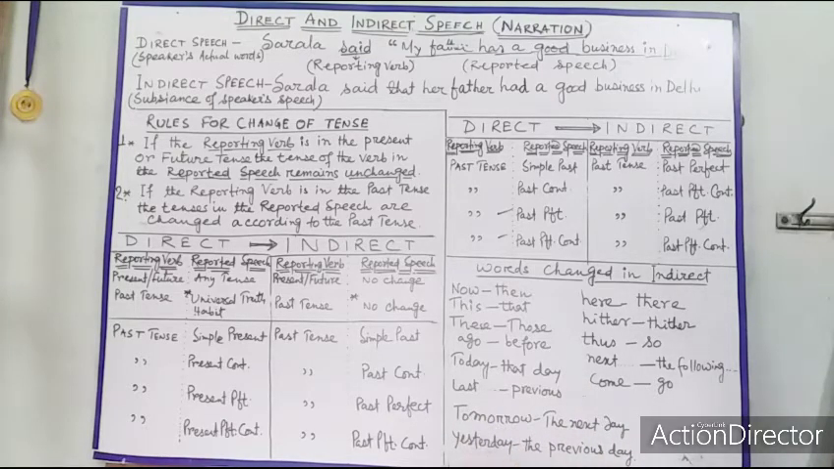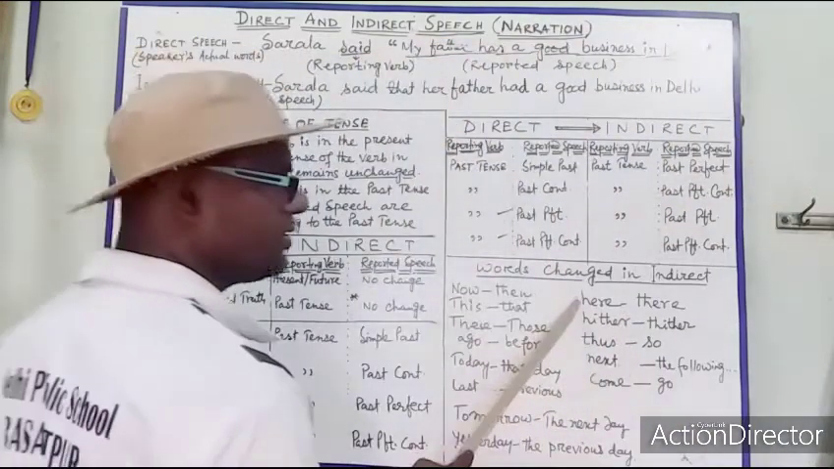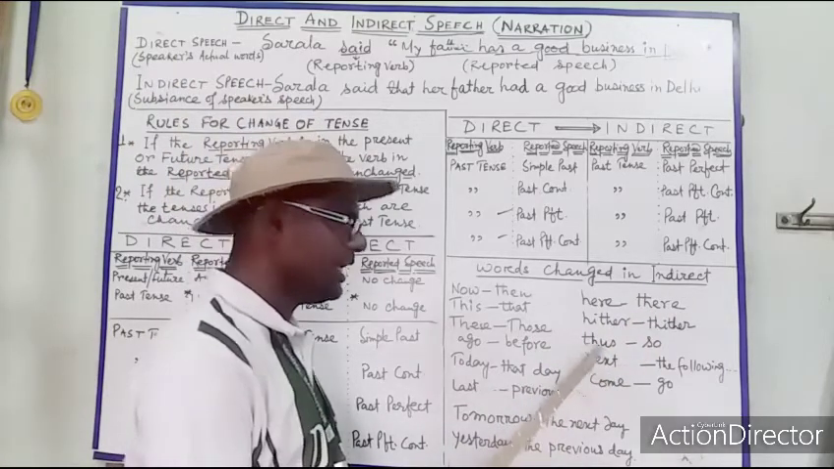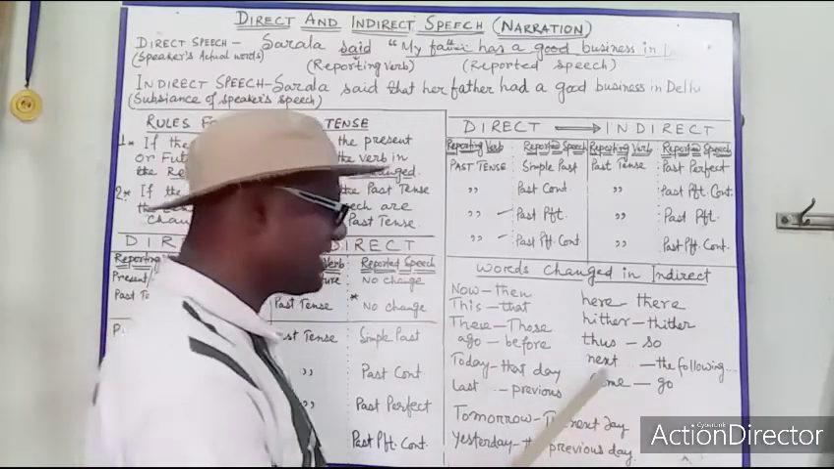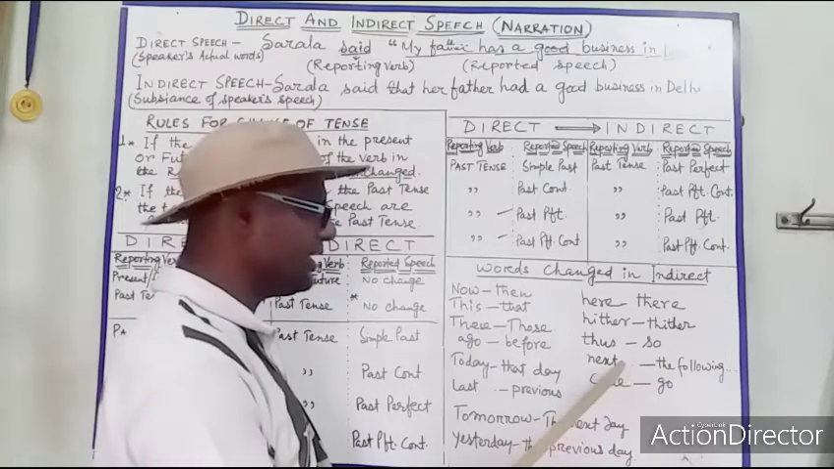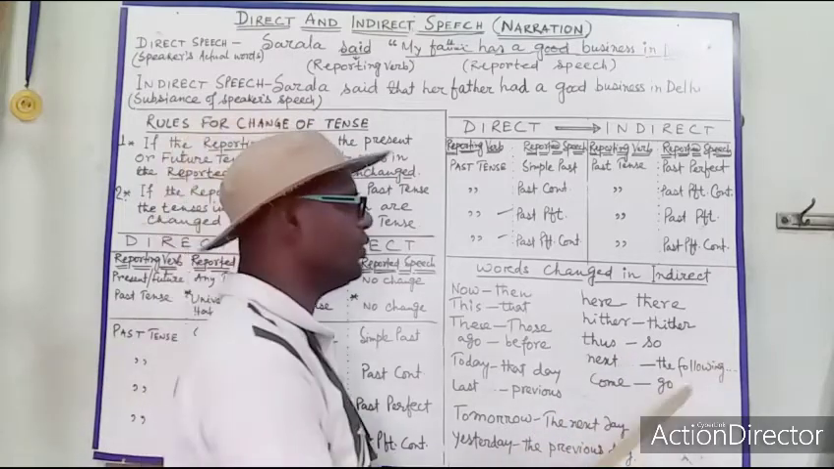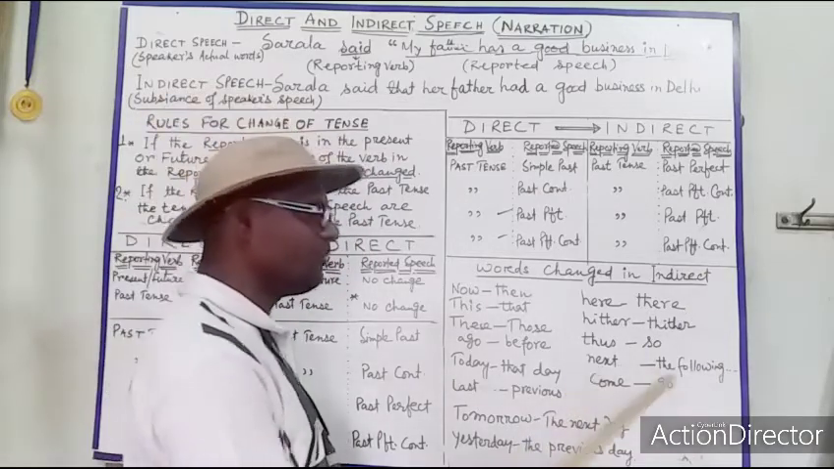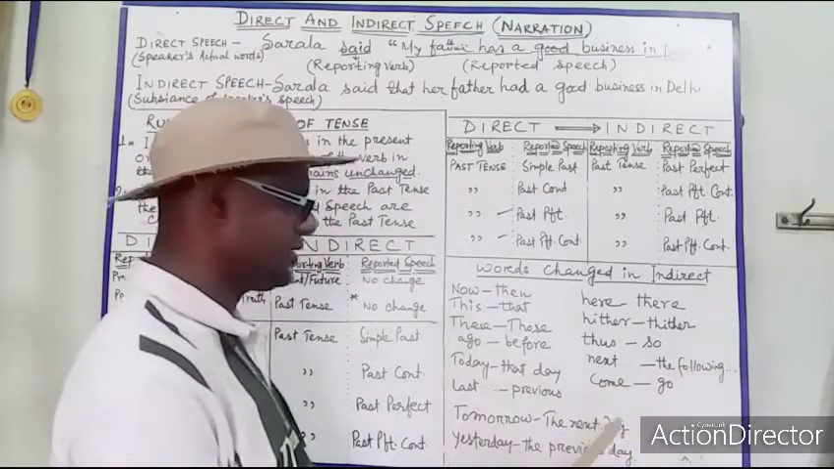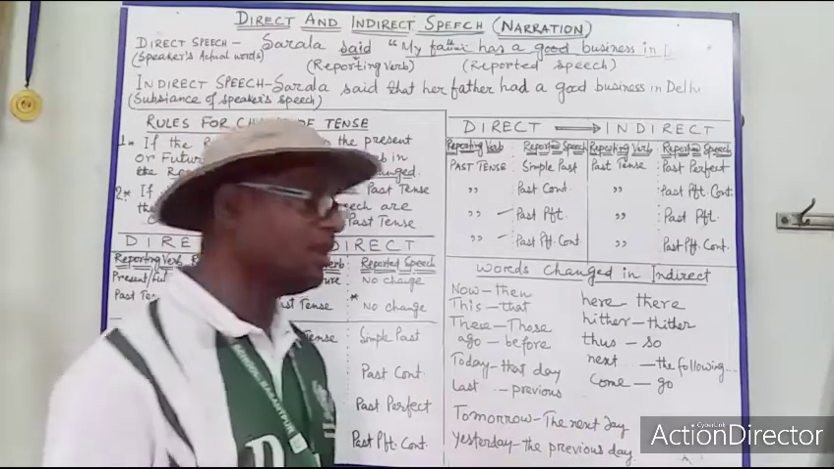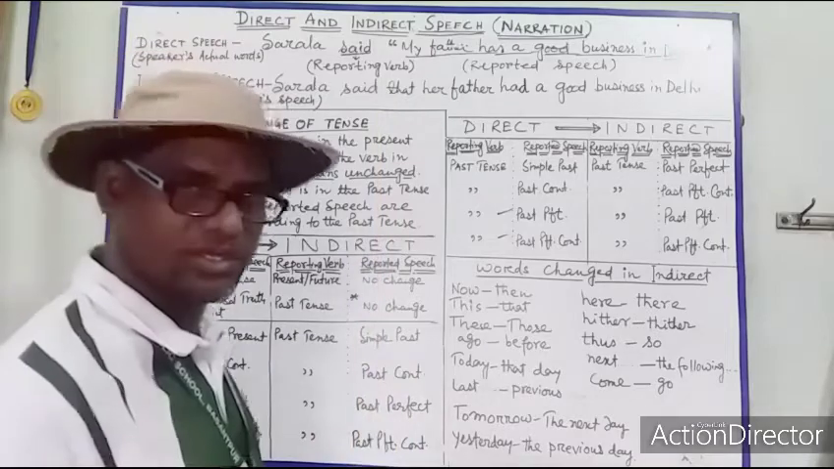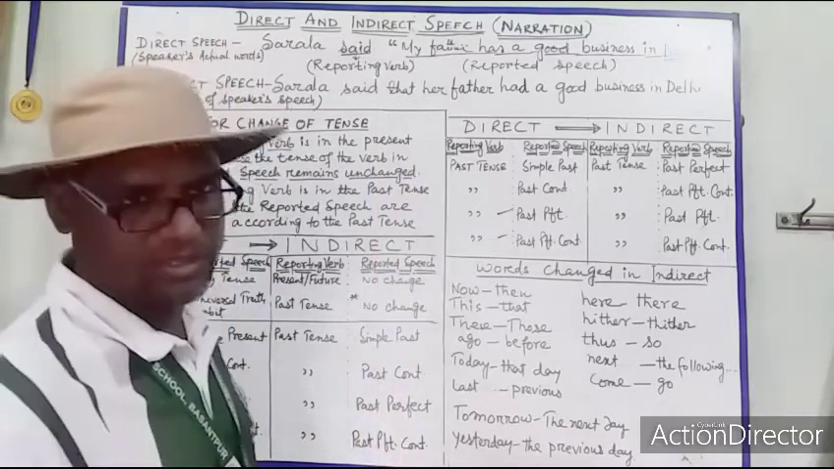Yesterday will be the previous day. And here will be what? There. Either will be neither. Thus will be so. Next day, month, week, anything written will be the following dash. That means following day, following month, following week. Okay. Next changes into the following. Come will be go. So these are in total the general rules of narration.